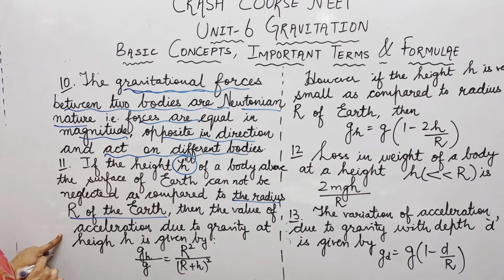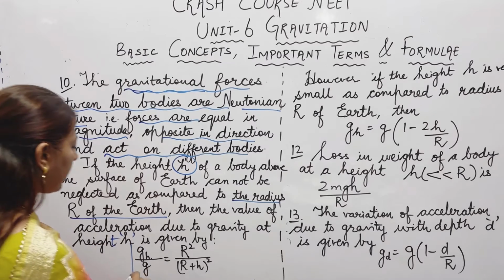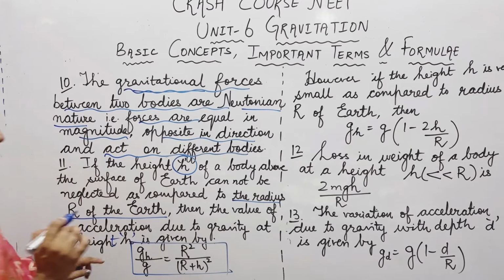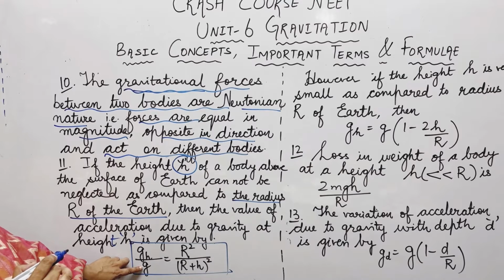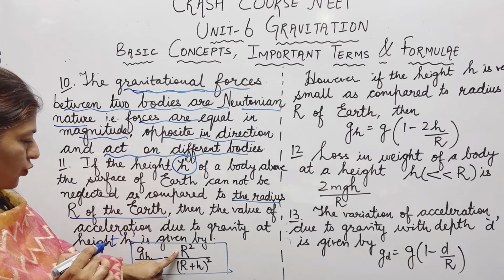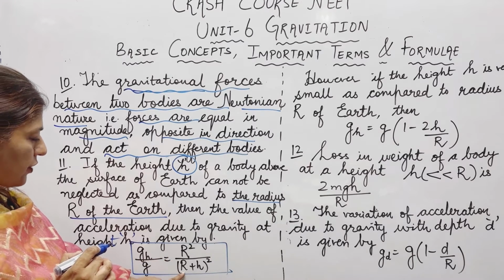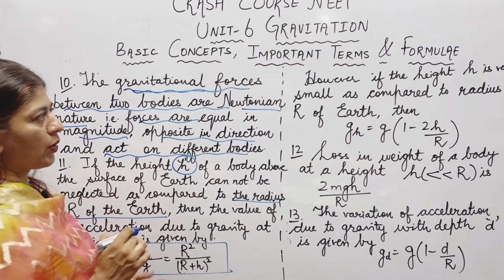Then the value of acceleration due to gravity at the height h is given by the relation: gh upon g, where gh is the acceleration due to gravity at the height h divided by the acceleration due to gravity on the surface of Earth. This is equal to the radius of Earth squared divided by the radius of Earth plus the height at which the object is, the whole squared.